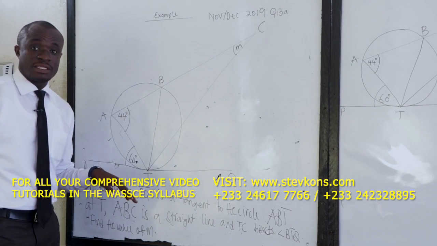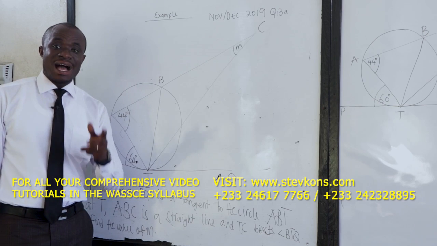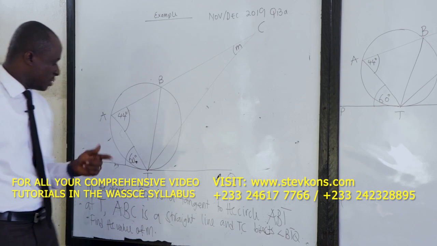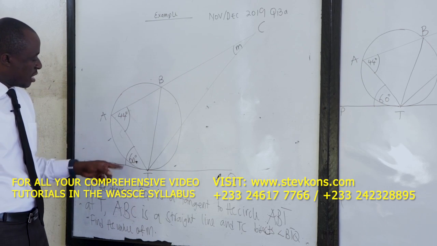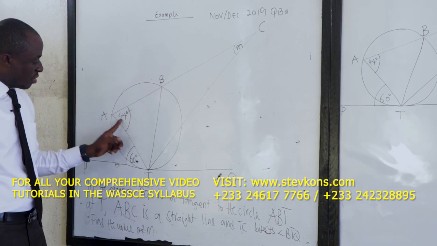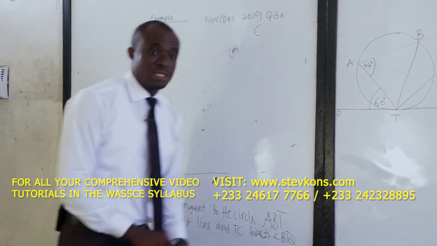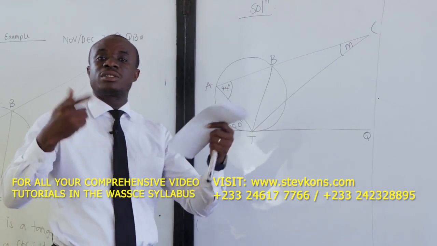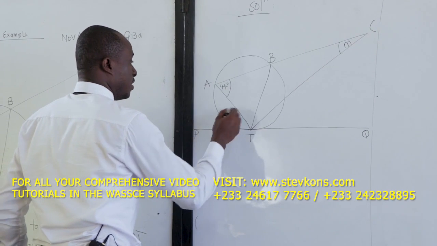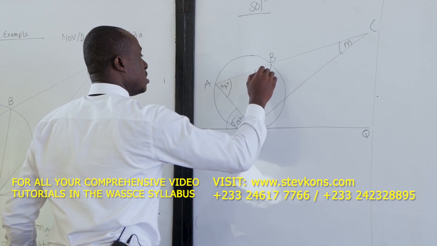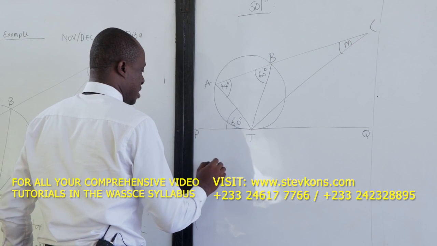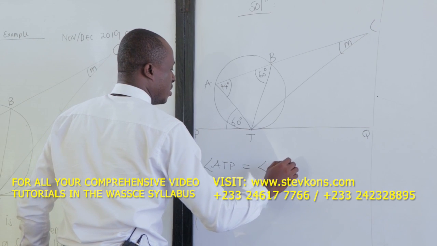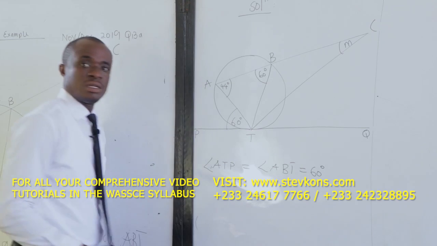Now this is a chord and a tangent relationship. We know that the angle a chord and a tangent makes is equal to the angle the chord makes in the alternate segment. So this is the tangent, this the chord, the angle here is equal to this. This one too is also equal to this. So I've demonstrated it over here. So in a nutshell, if this is 60, it means that this side too is 60 degrees. How can we put it? That is angle ATP equal to angle ABT, which is 60 degrees.